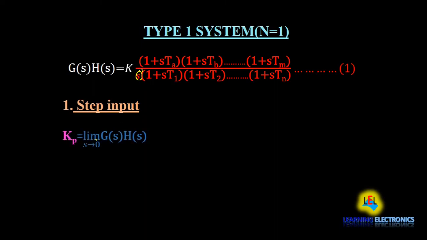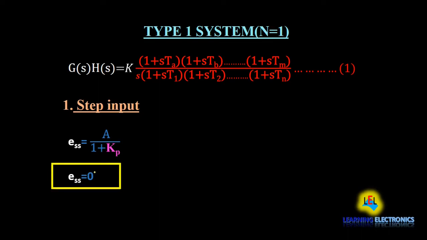In step input, the positional error coefficient will control the error. So in this equation, when we put this value of G(s)H(s), we will get Kp is equal to infinite, and the steady state error ess is given by A upon 1 plus Kp. When we put the value of Kp here, we will get steady state error is equal to 0. That means when step input is applied to the type 1 system, the steady state error will be equal to 0. That means practically the steady state error is negligibly small.